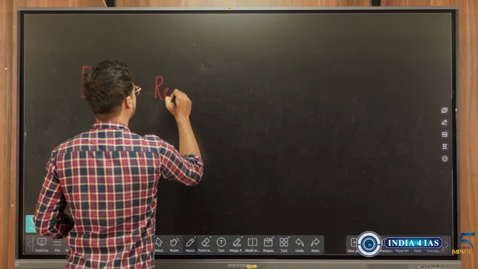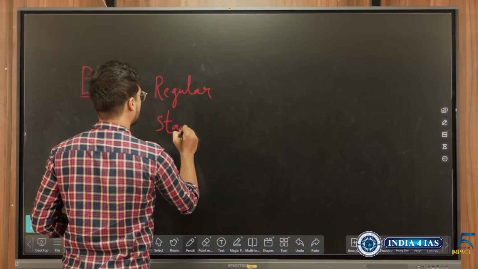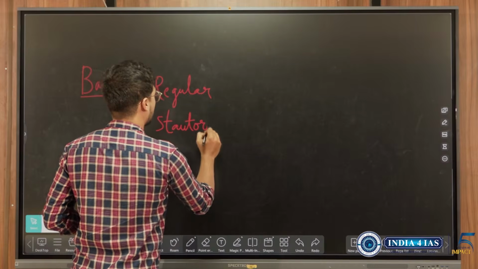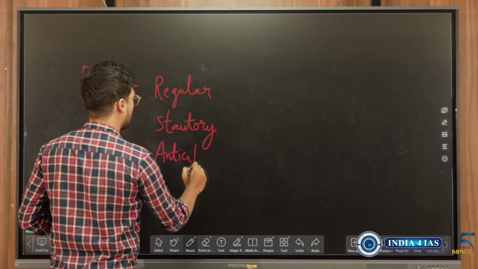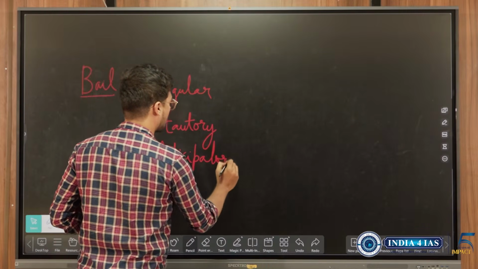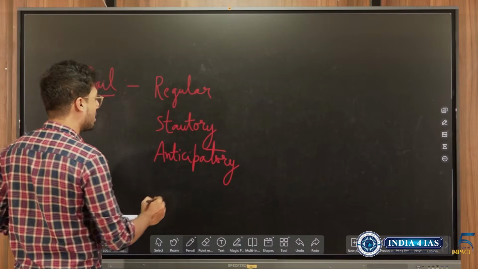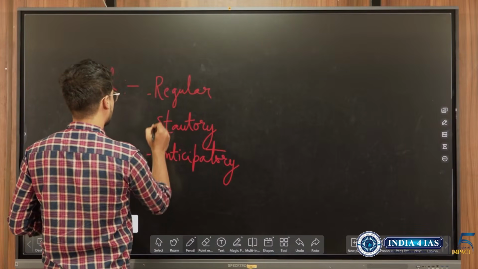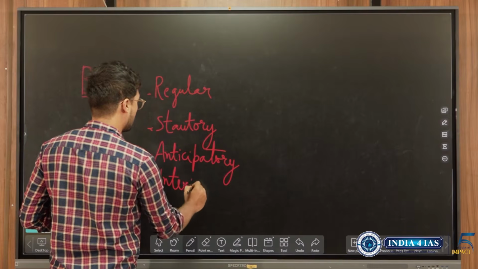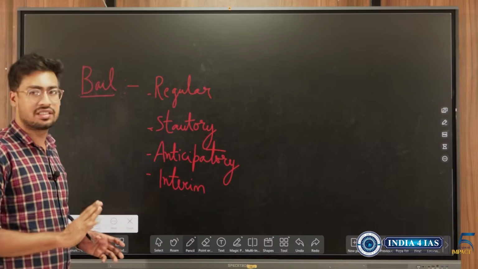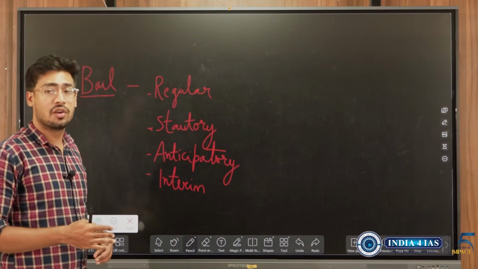One is regular bail, one is statutory, one is anticipatory, and another one is interim bail. Okay, we'll just get a basic idea of what this is, because at times UPSC does go into these governance sort of questions which we are not prepared for.